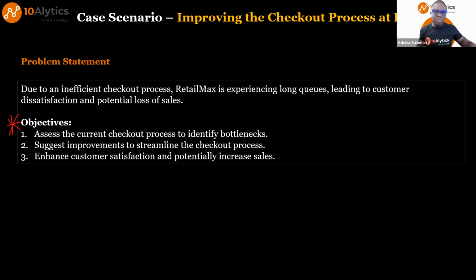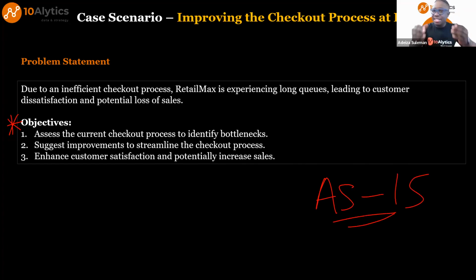First of all, you need to assess the current checkout process, which is called the current state. What is the as-is state? As it is today, can we map out the current process? So you start by doing that. Once you map out the current process of the checkout process, you can then identify that, oh, these are the areas where we have gaps.